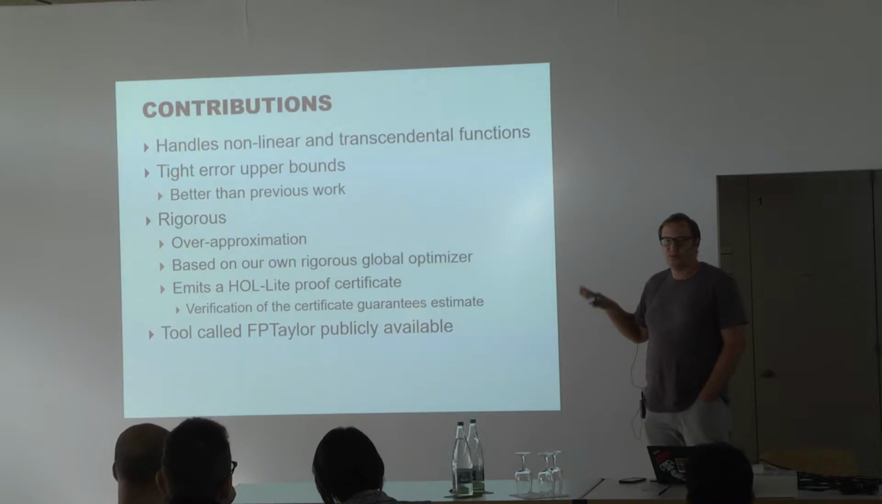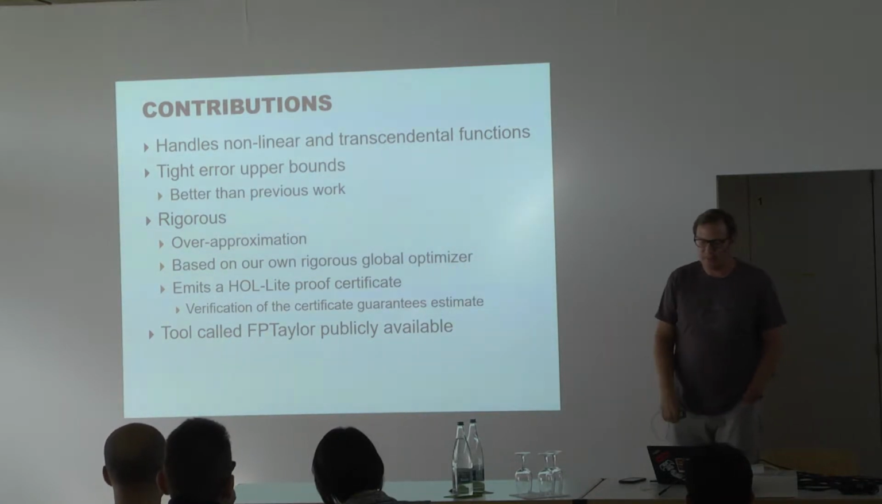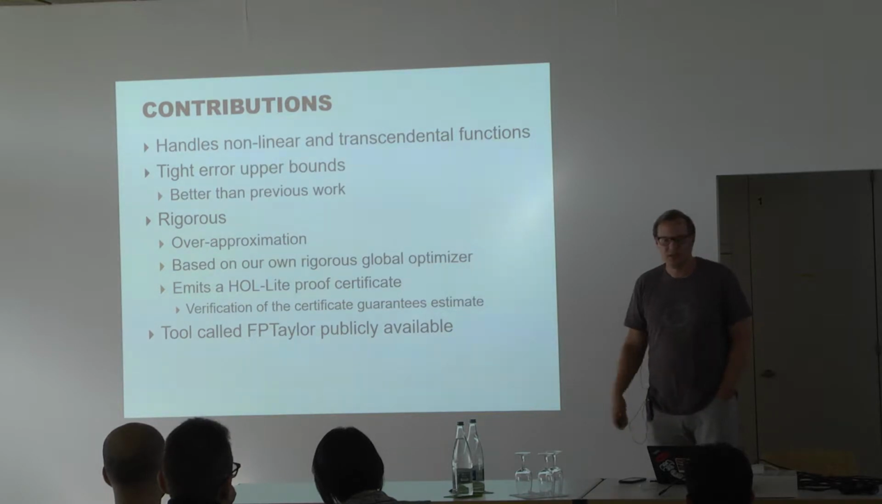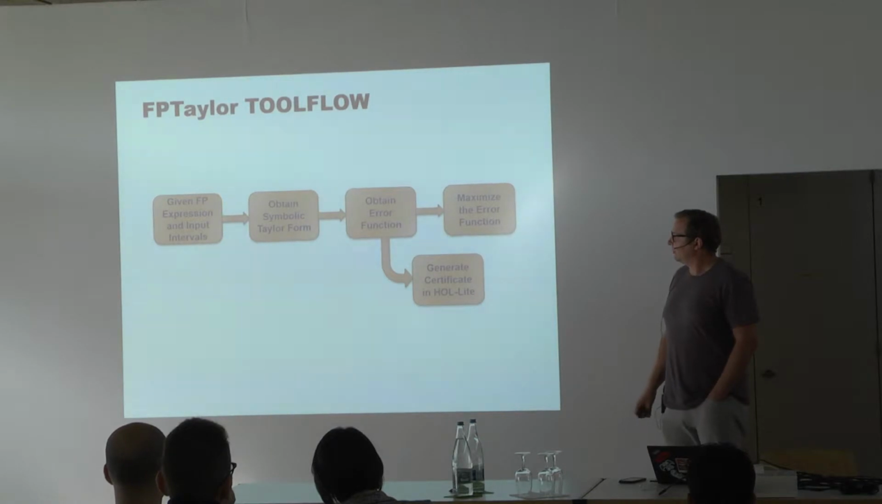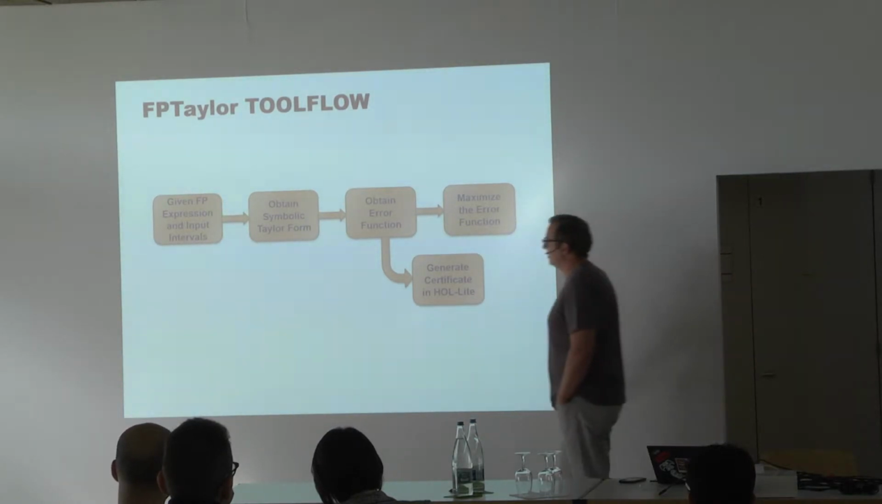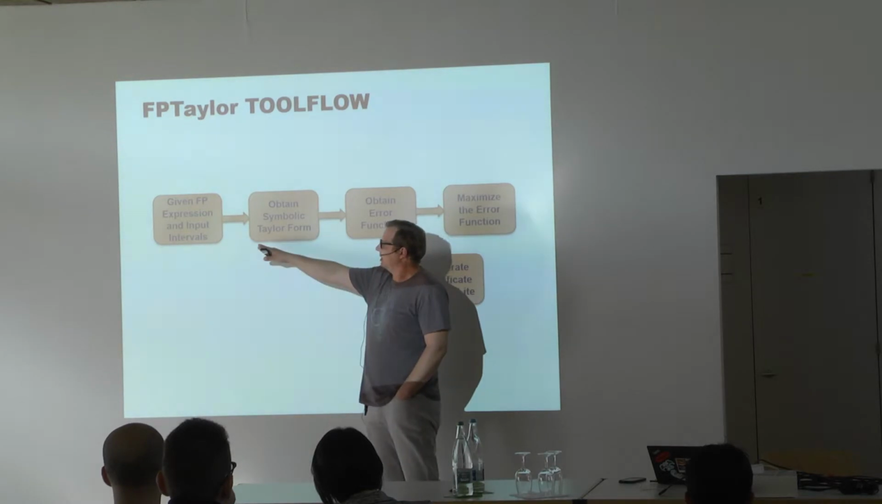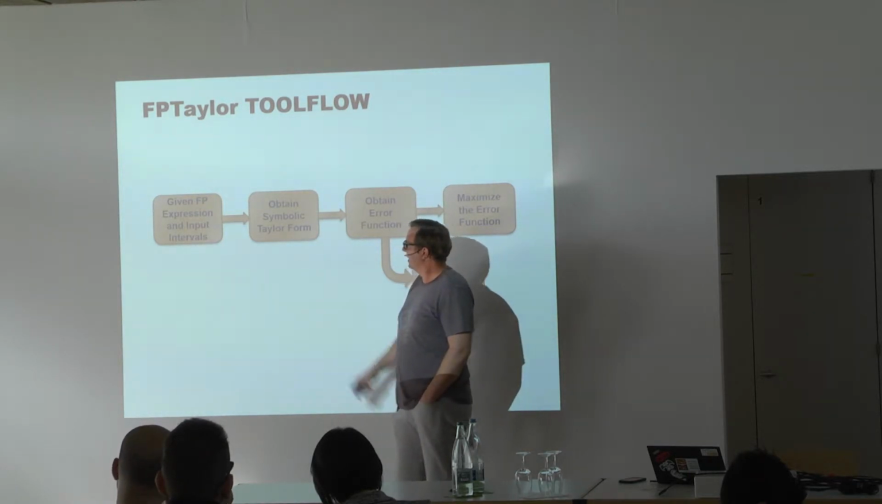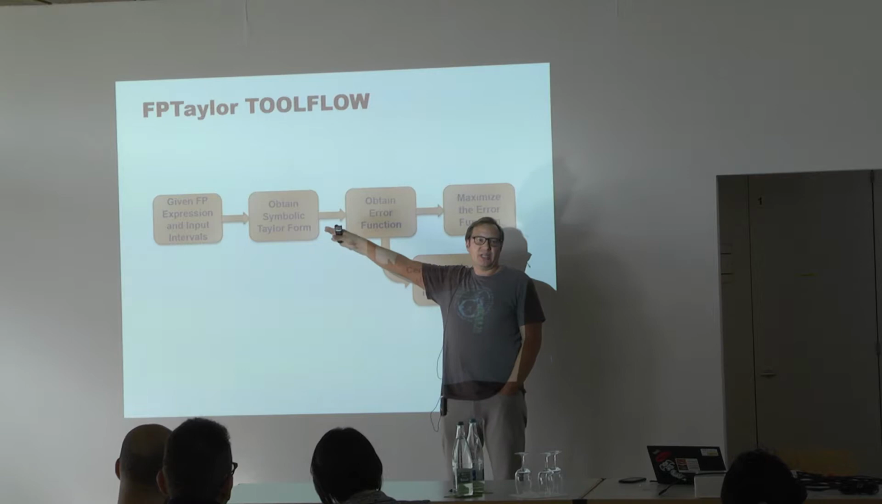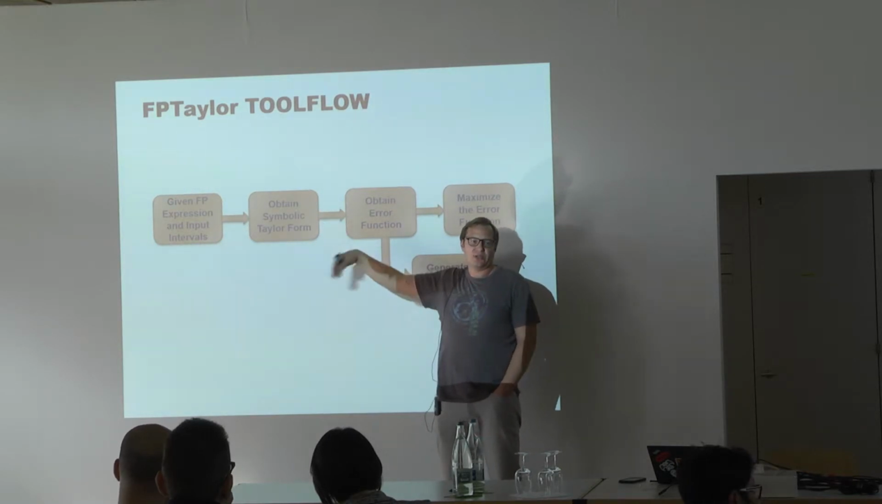Also, our whole tool flow is rigorous. So we know that the bound that we provide is going to indeed be an over approximation. And we implement this in a tool. It's available on GitHub, and you can download it and play with this. So the tool is called FPTuner, and this is the tool flow. As an input, it takes a floating point expression and intervals over its input variables. And then from that, it obtains a so-called symbolic Taylor form. And I'll show you what I mean by that.